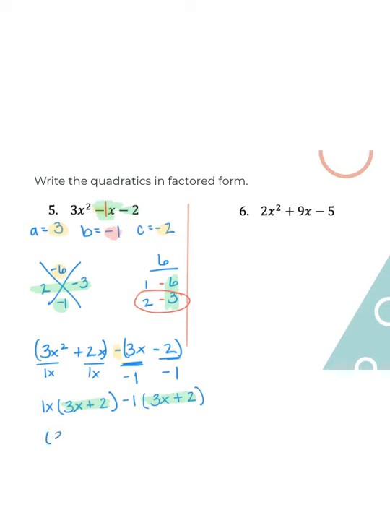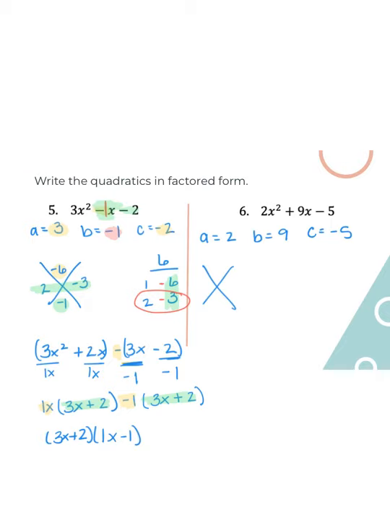So my first set's going to be 3x plus 2. And my second is going to be what's left on the outside. So I have a 1x and I have a minus 1. So 1x minus 1. And there I'm done. Now let's look at number 6. Number 6, my A equals 2, my B equals 9, my C equals negative 5.